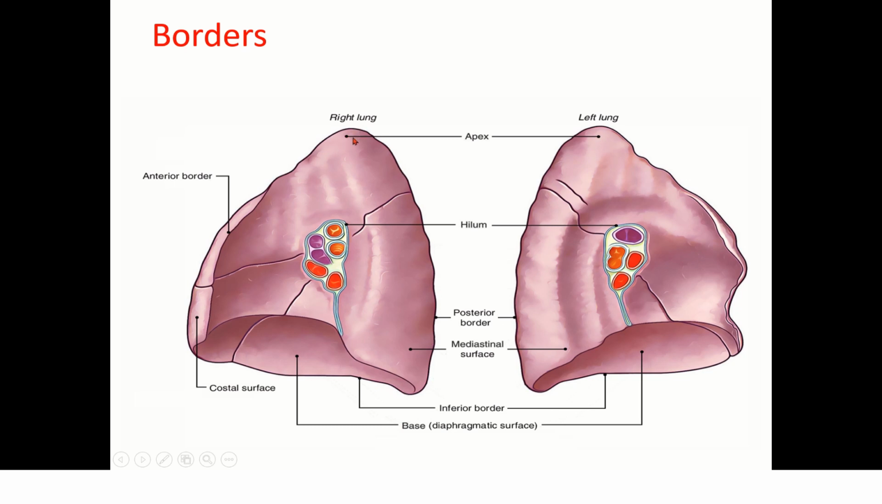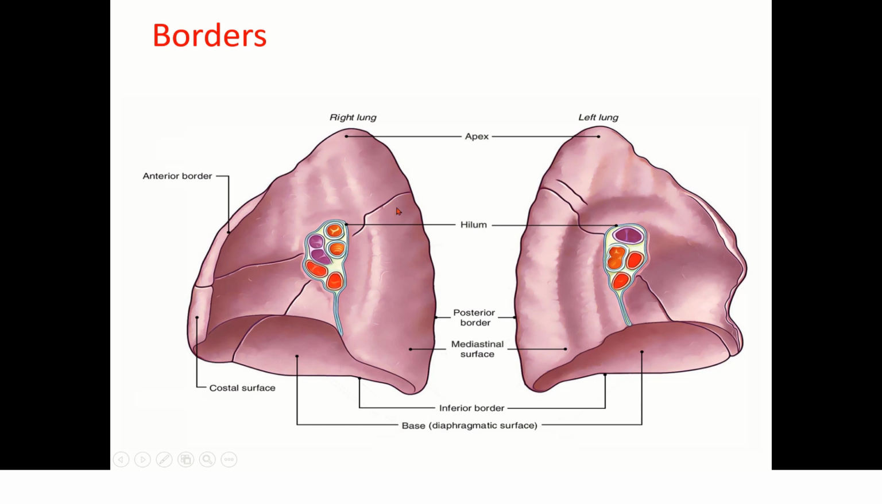This is the apex of the right lung, this is the apex of the left lung. You can see this will be the vertebral part, and this will be the mediastinal part of the medial surface of the right lung. Here also same, this will be the vertebral part, and this will be the mediastinal part of the medial surface of the left lung.